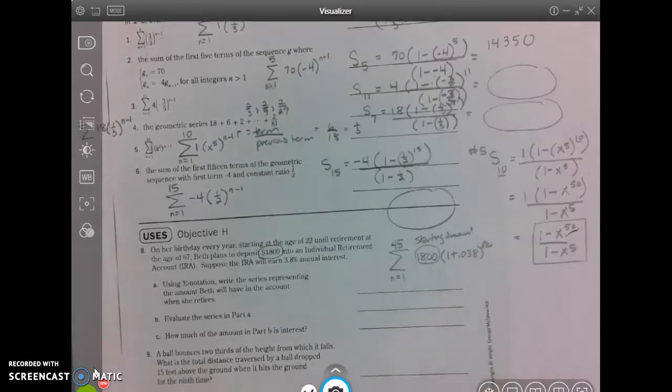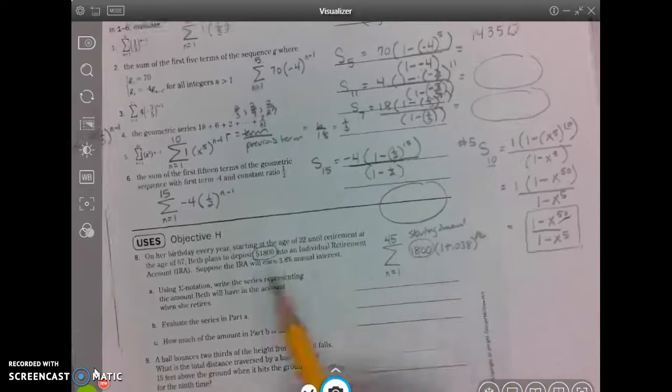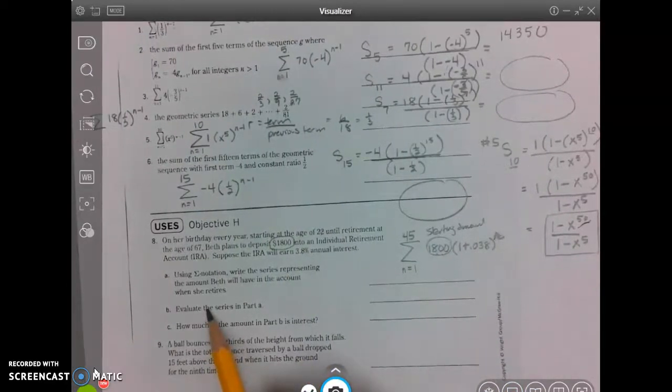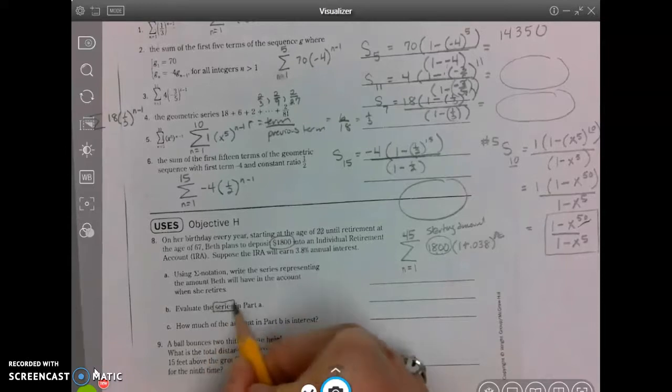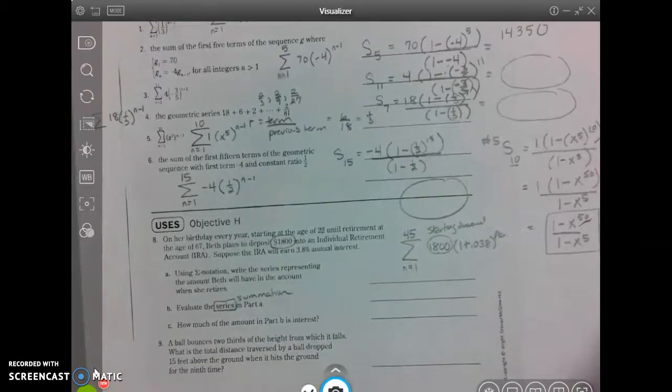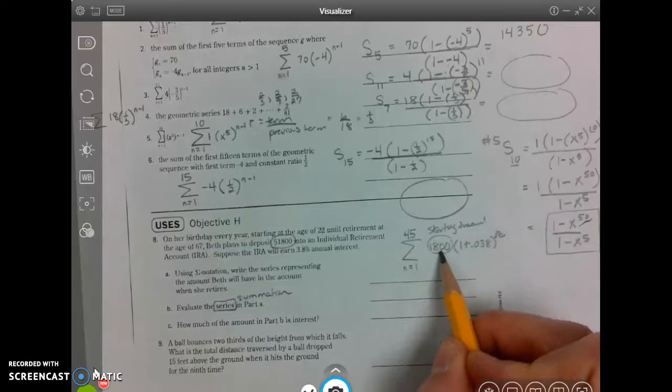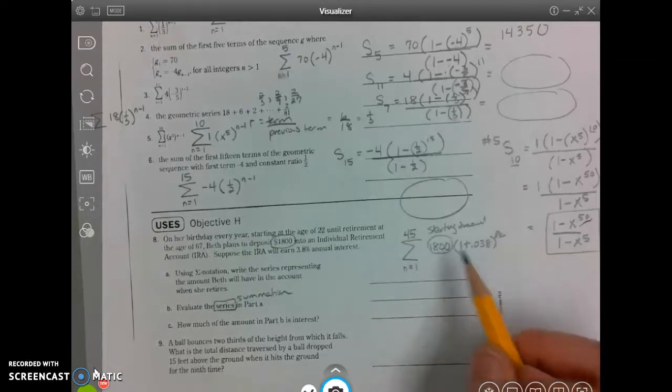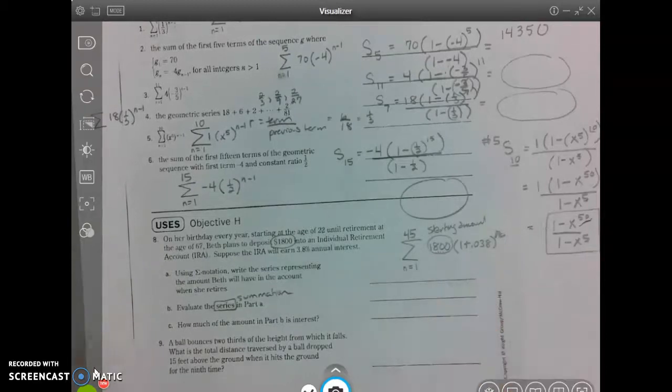And so I can use this as the answer to my first question, actually, using sigma notation, write the series representing the amount Beth will have in the account when she retires. I can use this right here, but then in part B, when it asks me to evaluate the series, which means I need to do my summation, I'm going to need the first term. Because this is the zero term, I can't use this in my summation. I need to use the first term. So I need to find the first term. I need to figure out, after that amount has been invested, how much is she going to have?